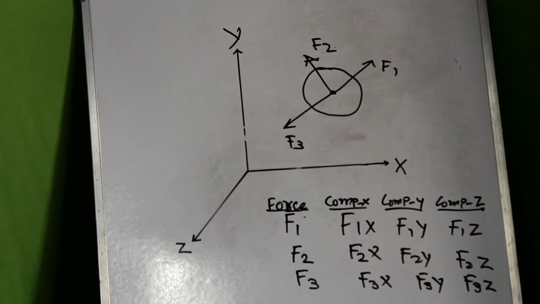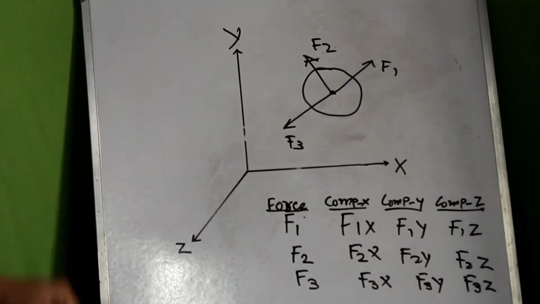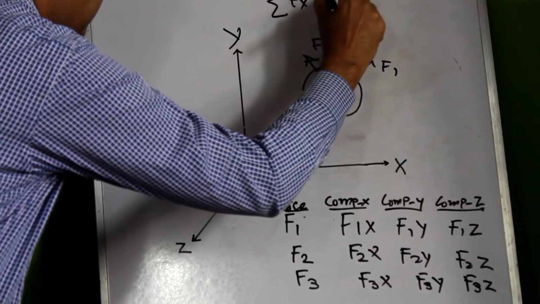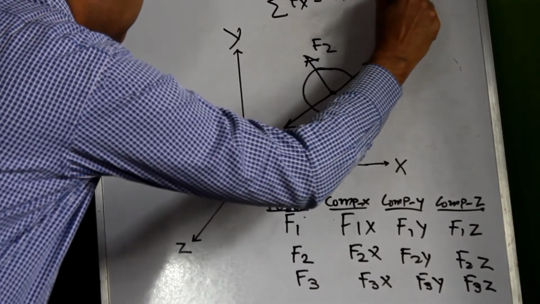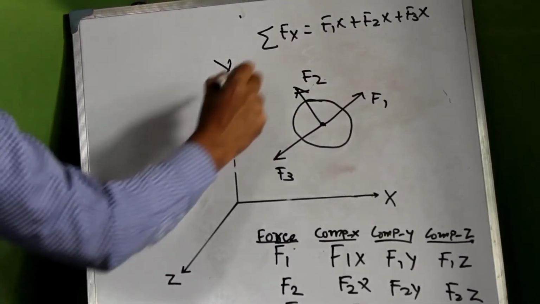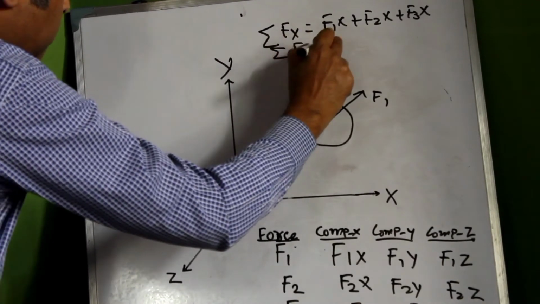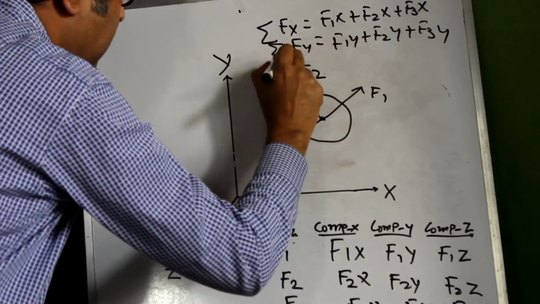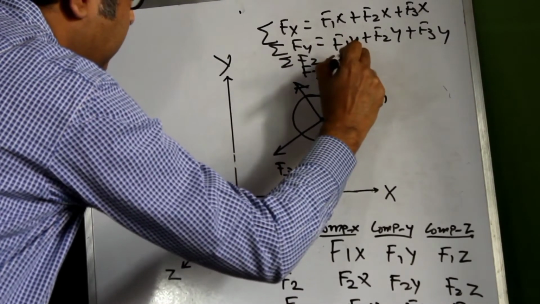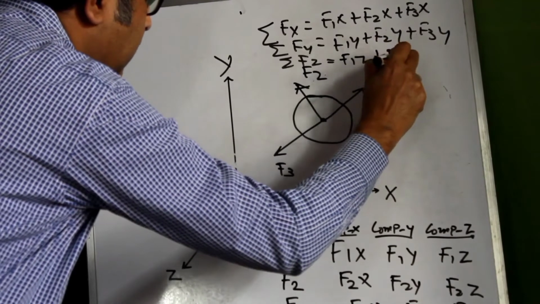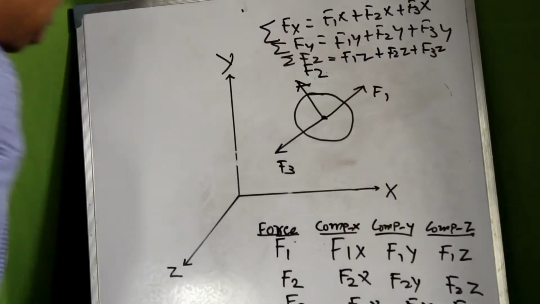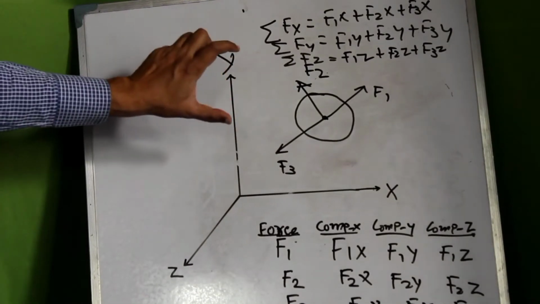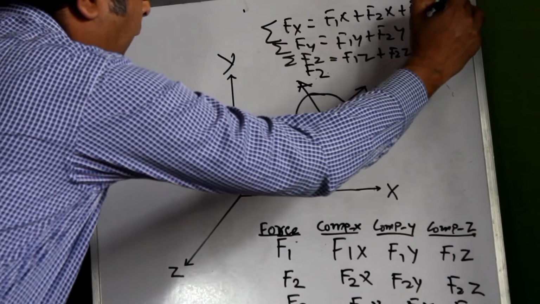So basically, there is a resultant force. The summation of the force in the x direction would be given by F1x plus F2x plus F3x. Similarly, the summation of the force in the y direction would be F1y plus F2y plus F3y. And the summation of the force in the z direction would be F1z plus F2z plus F3z. These are the resultant forces in the x, y and z directions. For this ball to remain in its equilibrium position, this summation has to be 0.